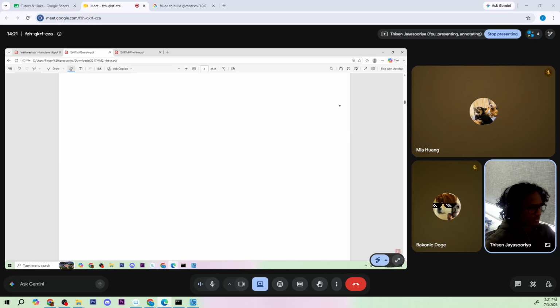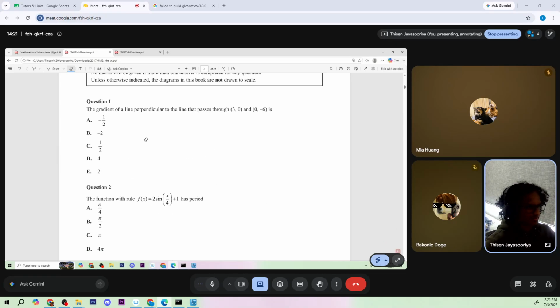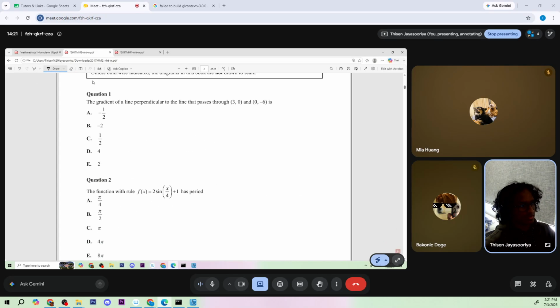So let's go up to the multiple choice and start working through that one. So here, the gradient of the perpendicular to the line that passes through these 2 points. This point is going to be over here, and this point's going to be over here. So I should do -6 take 0 over 0 take 3, which is just going to give us 2.